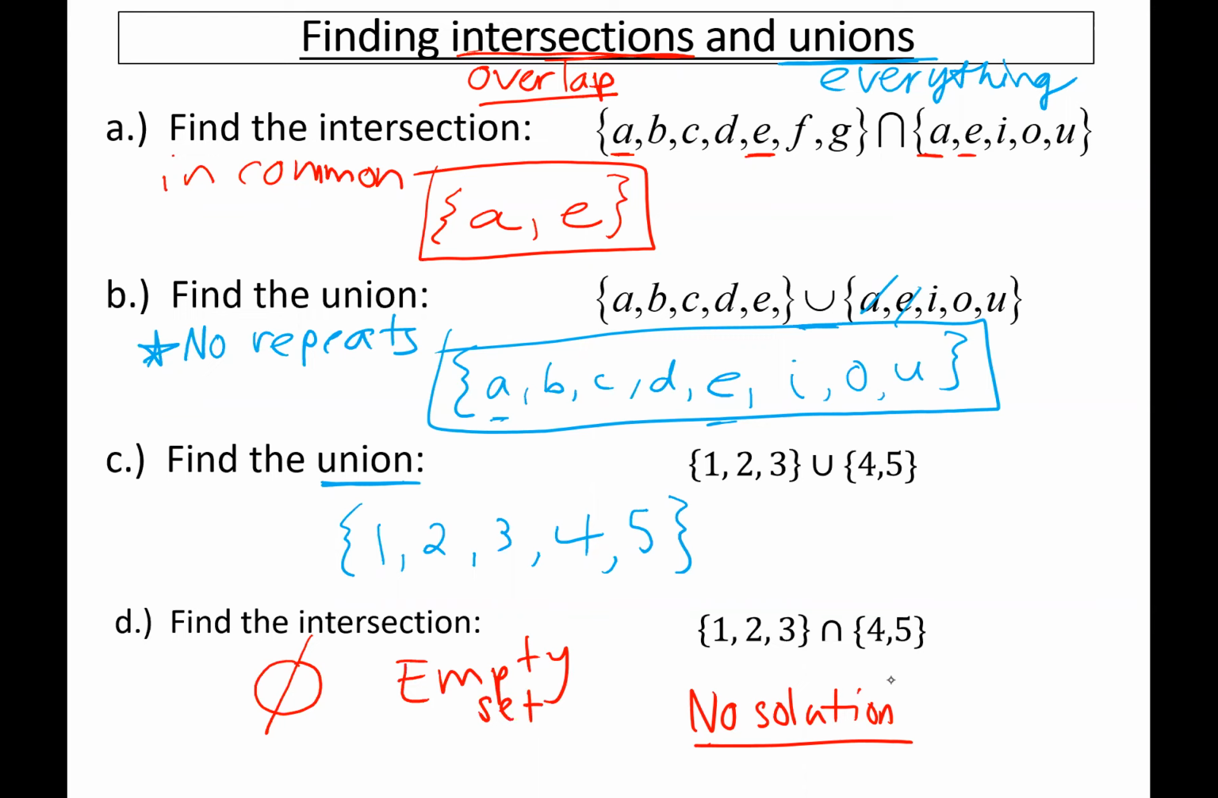Okay, so again, with all 4 of these examples, with union, that's the U symbol, we include everything with no repeats. With intersection, that's sort of the upside down U symbol, we only include the overlap. We only include what the two sets have in common. If they don't have anything in common, that's when we say there's no solution.